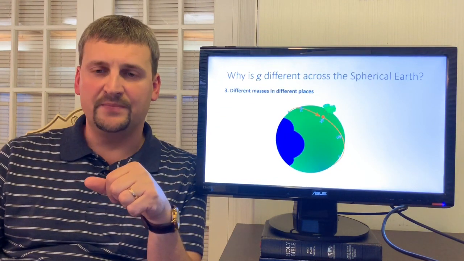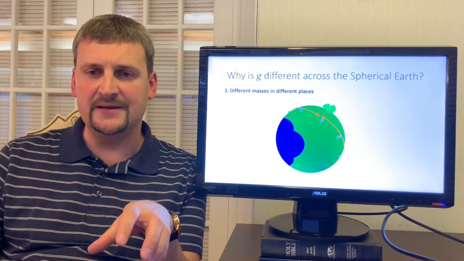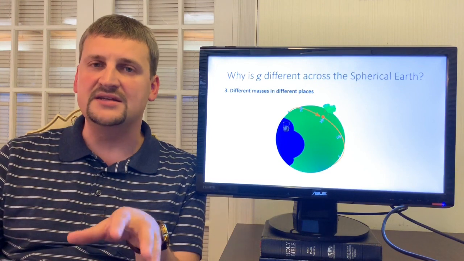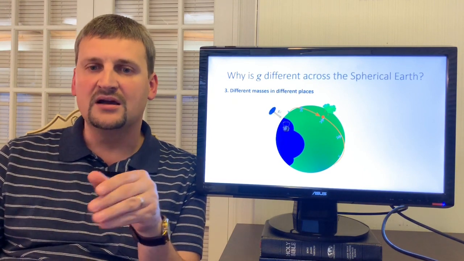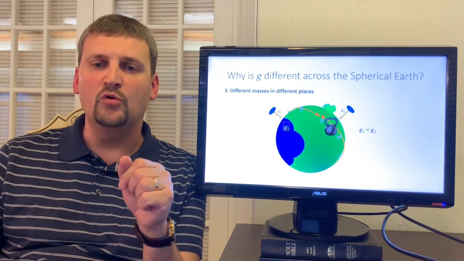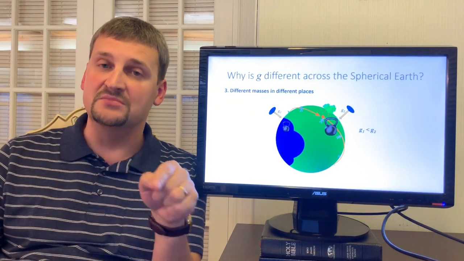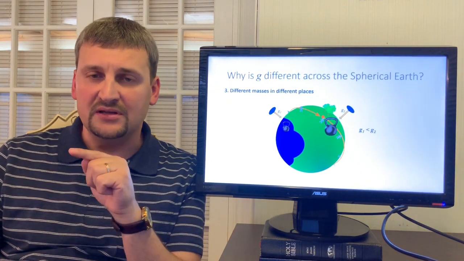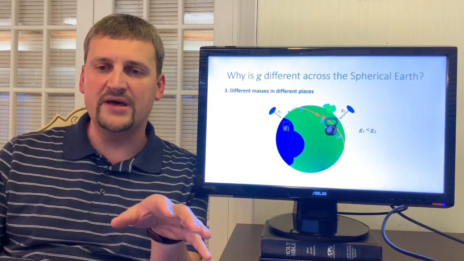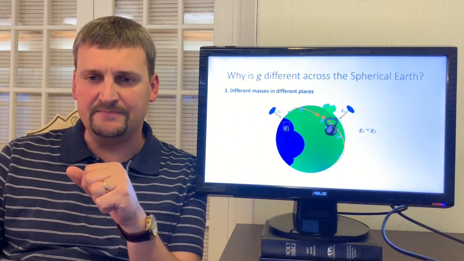And thirdly, masses within Earth are not distributed evenly. In some places, more mass is located than in some other places. Consequently, g, the free fall acceleration, will be greater where there is more mass and smaller where there is less mass. Now we have to find out whether g changes across the planet or remains the same.